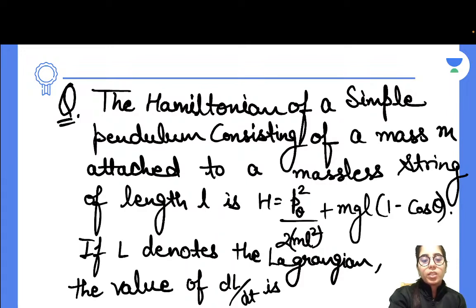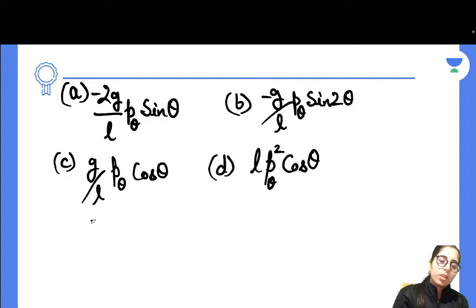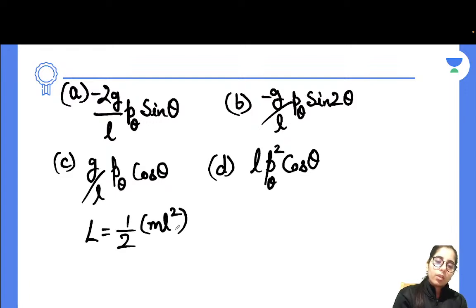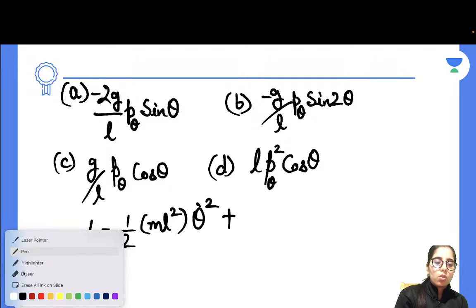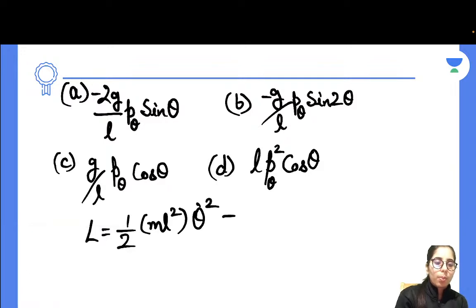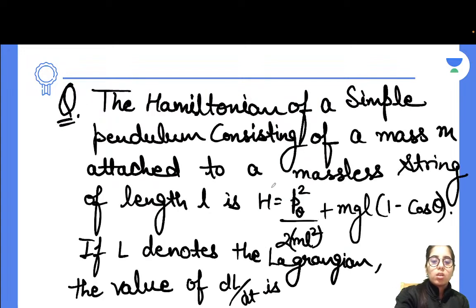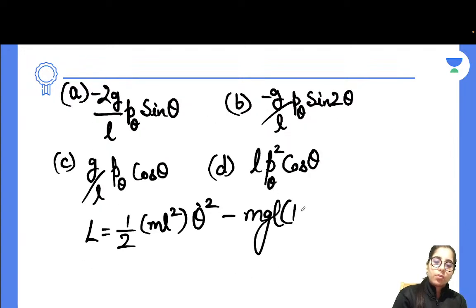So what will happen in this case, it's going to be half m v squared in your Lagrangian. So half m L squared, and velocity squared means theta dot squared, plus the negative sign, the potential energy. So it's going to be m g L into 1 minus cos theta, right?